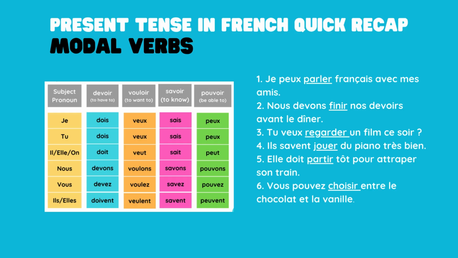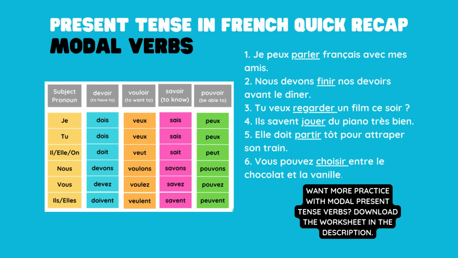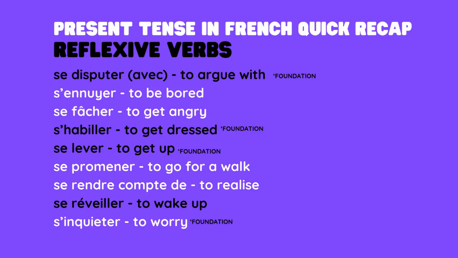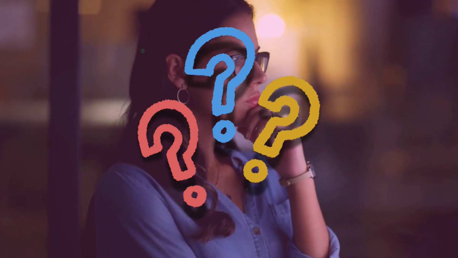So the modal verb is conjugated or changed to match the person that you're talking about, but the next verb after it has to be in the infinitive form. Let me talk to you about reflexive verbs now in the present tense. Here are a list of useful ones for higher tier and some also for foundation. But you're asking me, how do we use them?